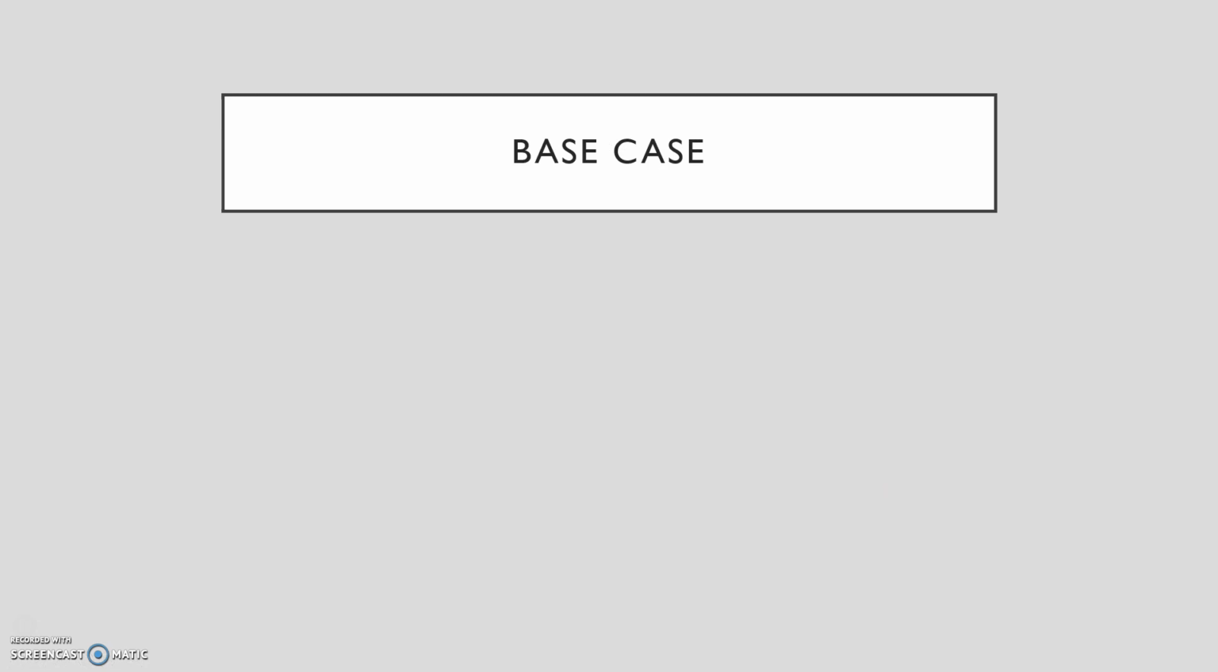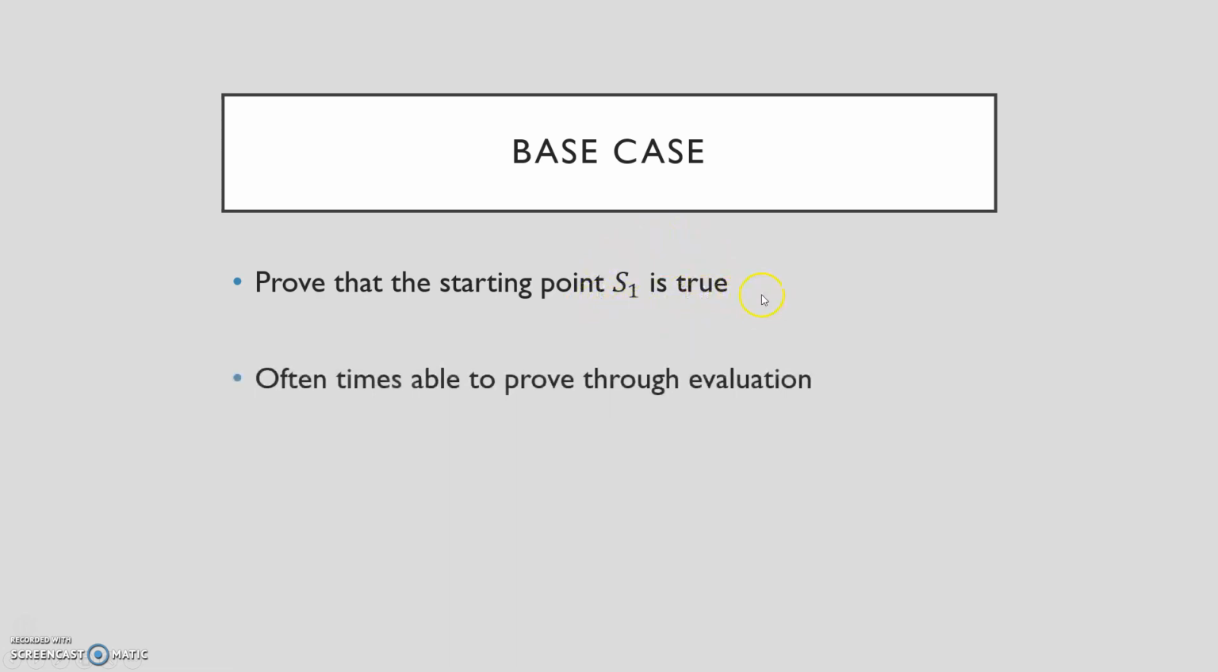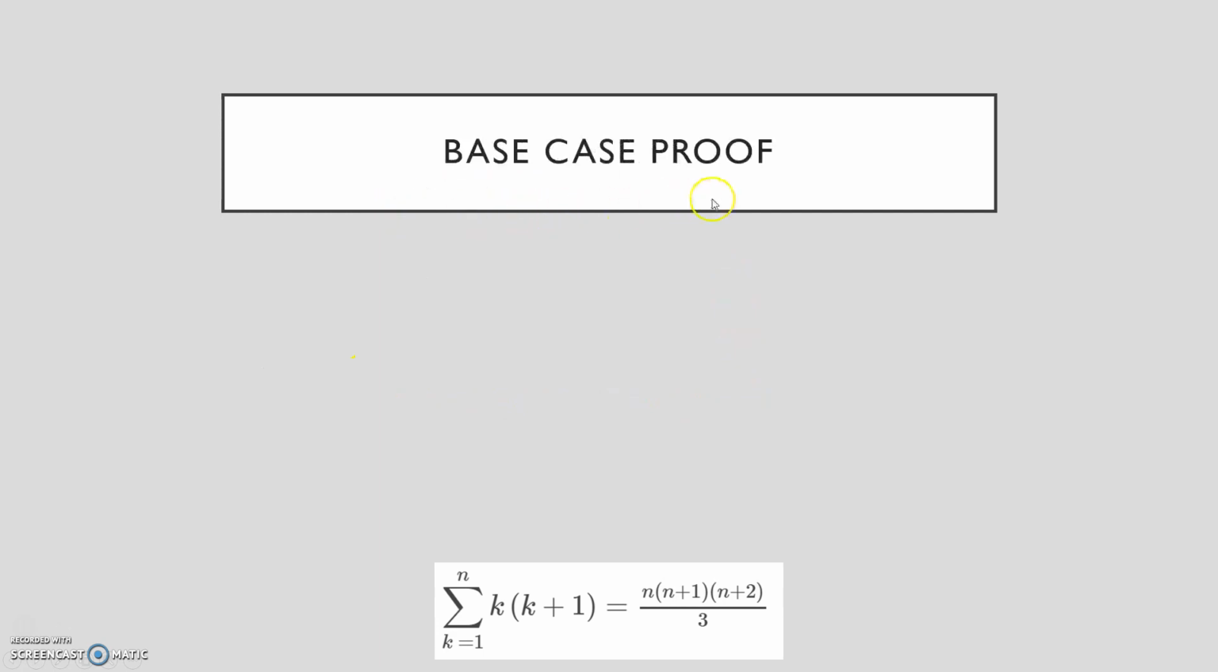So now, for our base case, you have to prove a starting point where statement 1 is true. And oftentimes this can be done through evaluation. So for our base case proof, using our original equation, you set n equals 1 as your starting point. And if we plug that into the left side of the equation, k equals 1 to 1, and that means you will only be summing one term. So if you plug in a 1, 1 times 1 plus 1 is 1 times 2, and that is 2.